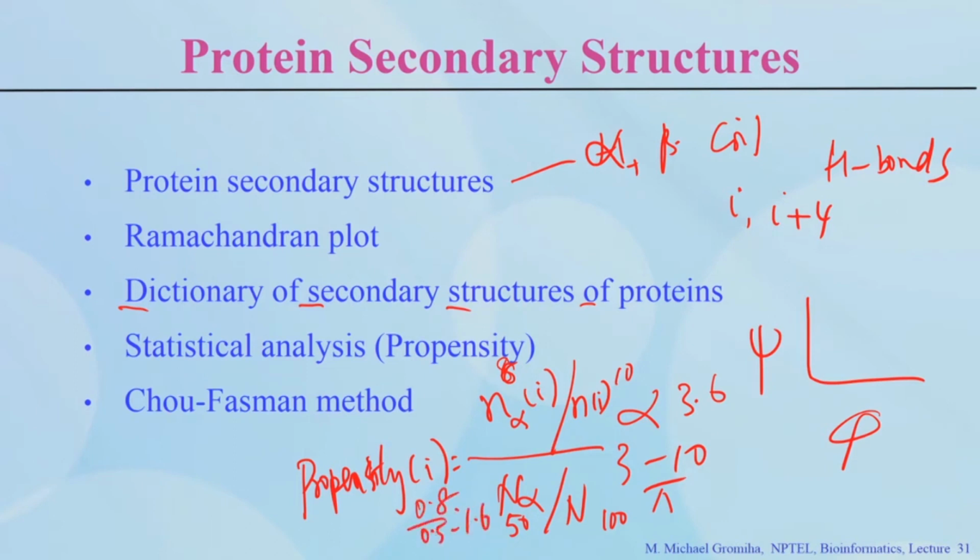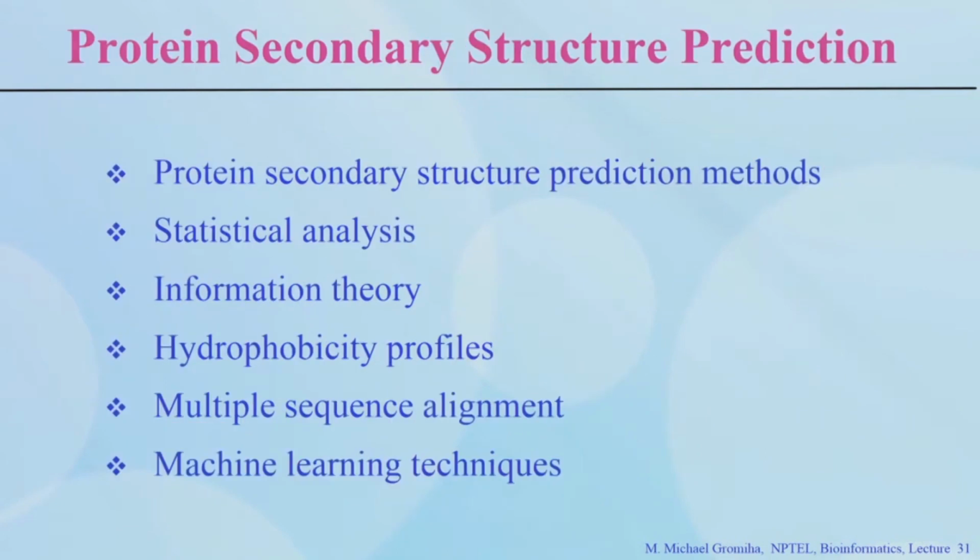So, is it preferred or not preferred? It is preferred, because it is more than 1. Likewise, you can do it for all the residues as well as the different secondary structures, right. Chou and Fasman derived this method, which is named after them, the Chou-Fasman method.